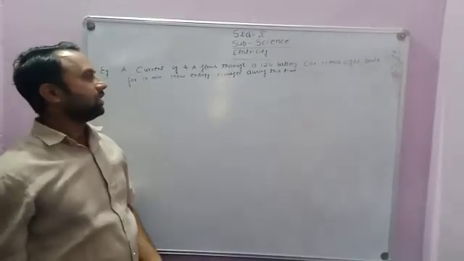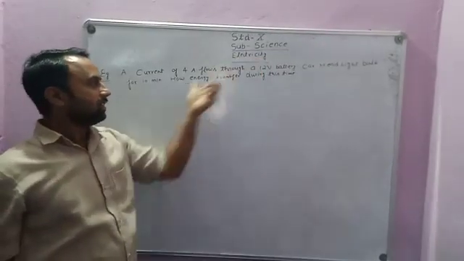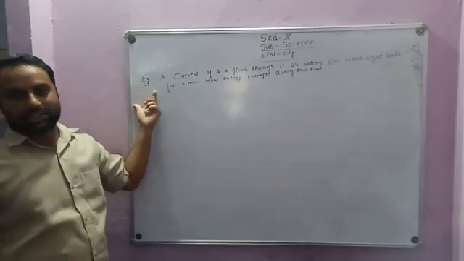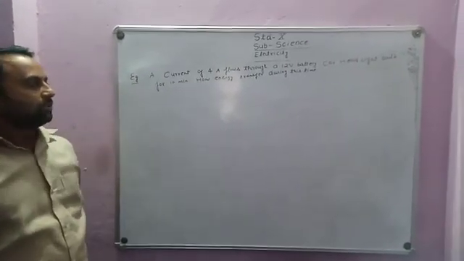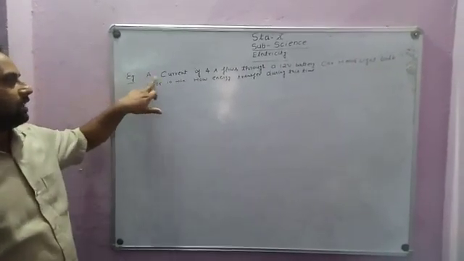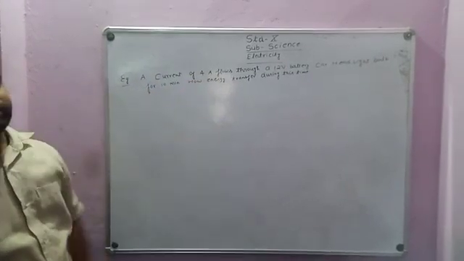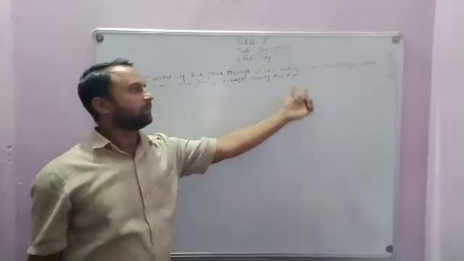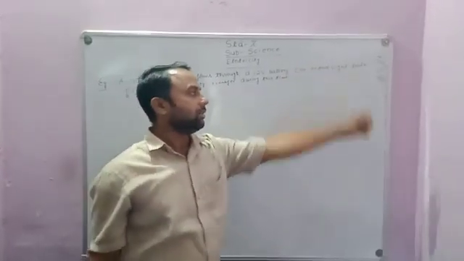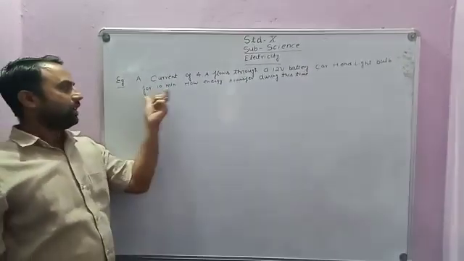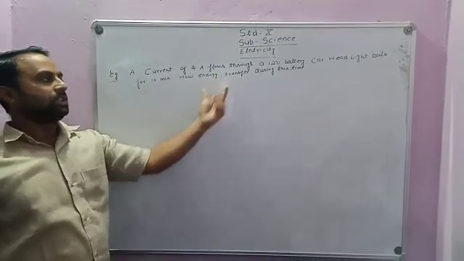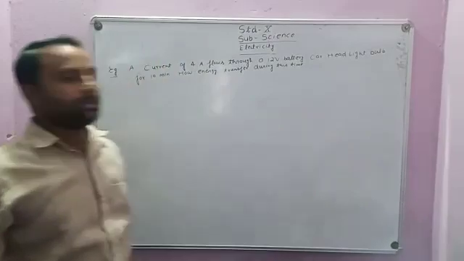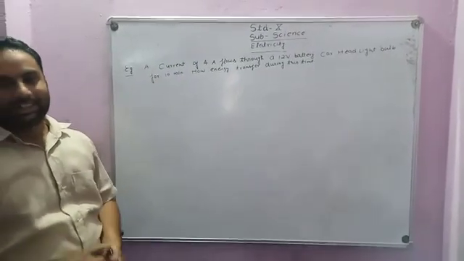Now we discuss the chapter of electricity. This is the basic question of electrical energy which is consumed by the systems. So this is the question. A current of 4 ampere flows through a 12-volt battery car headlight bulb for 10 minutes. How much energy is transferred during this process? So we have to calculate the electrical energy.